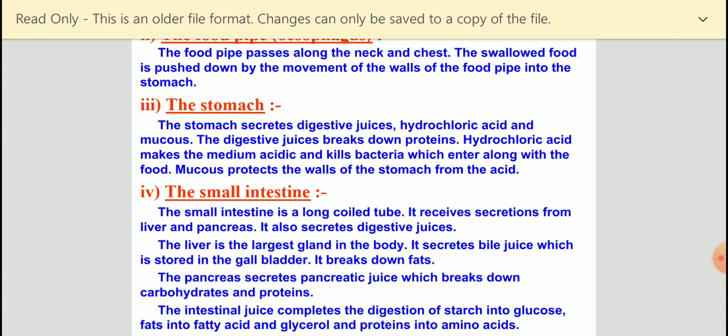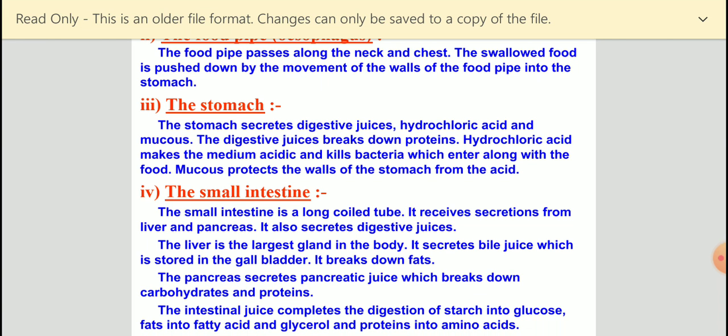The digestion of protein, carbohydrate, and fats takes place in the small intestine by the enzymes present there. They help in the digestion of carbohydrate, protein, fats, and complex material breaks into simple. So today you will study about the small intestine.